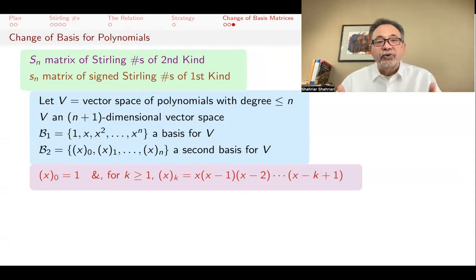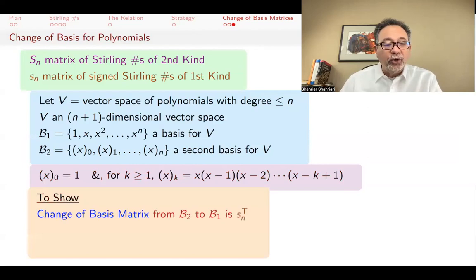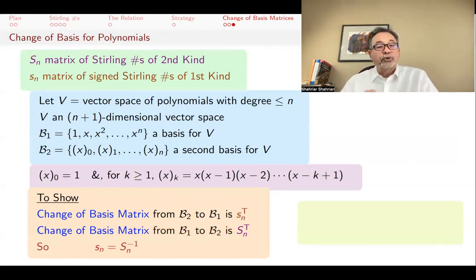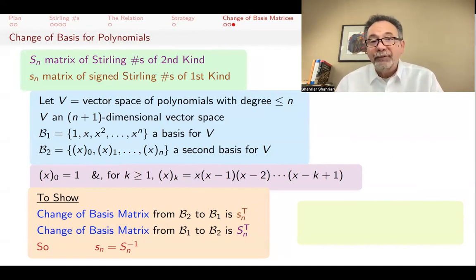They're linearly independent. They're the right number of elements, so it's a basis for the vector space. And what we want to show is that the change of basis matrix from B2 to B1 is the signed Stirling numbers of the first kind, actually the transpose of that. And the change of basis matrix from B1 to B2 is the transpose of the matrix of Stirling numbers of the second kind. And then that will tell you that these transposes are inverses of each other. But if the transposes are inverses of each other, then so will the actual matrices, and we will be done.